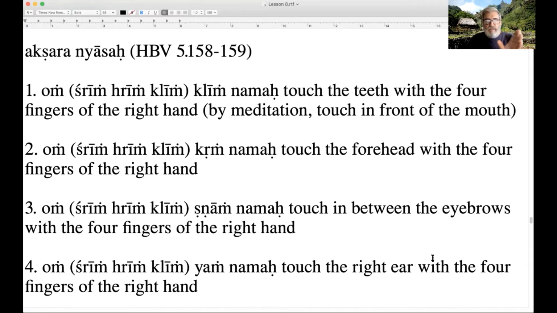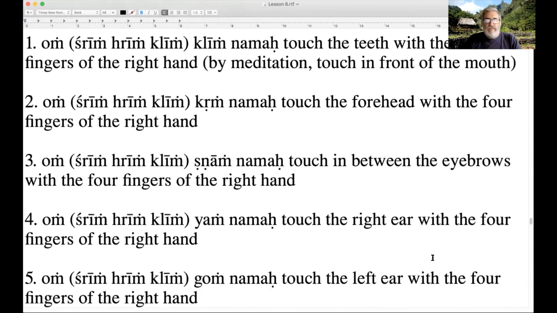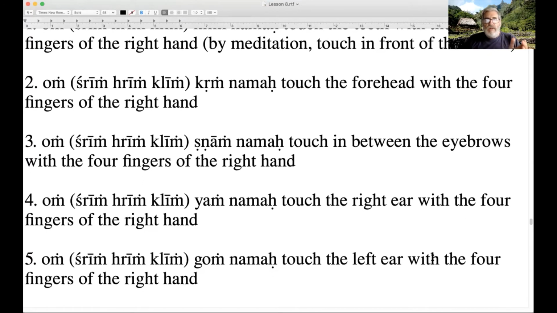The Shrim, Hrim, Klim is in brackets, and that is optional, right? So I'll say it through without the optional and then with the optional. So without the optional bija mantras, it would be Om Klim Namaha is the first one. Touch the teeth. Now remember, we're not actually touching the teeth; we're touching in front of the mouth by meditation. So Om Klim Namaha. Or it could be Om Shrim Hrim Klim Klim Namaha, right? Touch the teeth. Om Krim Namaha.